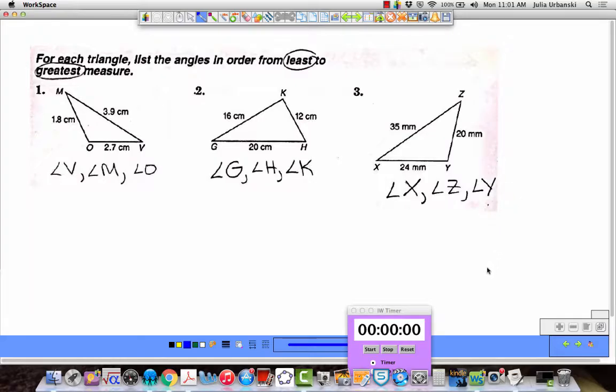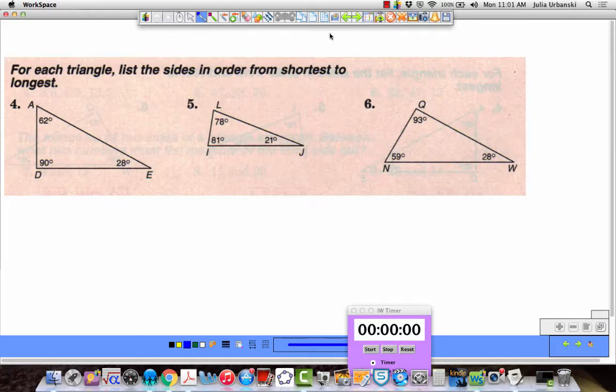Question on that? For the next one, the directions change slightly. You have from shortest to longest, but this time you're going to list the sides in order. So I'll do one with you. For number 4, my smallest side is going to be across from my smallest angle. What's the smallest angle there? E, 28 degrees.